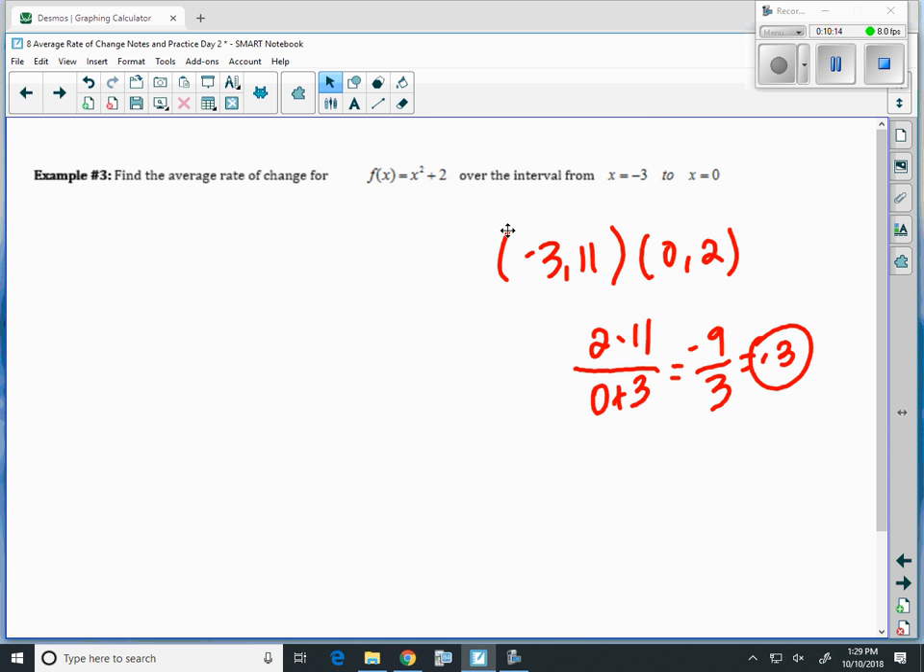Do we get -3 for our average rate of change? Yes. No?